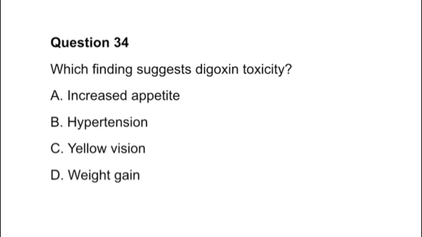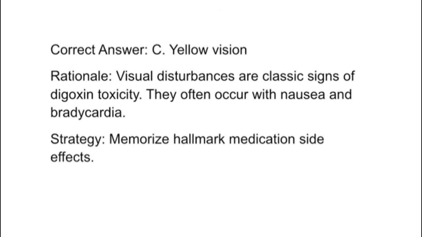Question 34. Which finding suggests digoxin toxicity? A. Increased appetite. B. Hypertension. C. Yellow vision. D. Weight gain. Correct answer, C. Yellow vision. Rationale: visual disturbances are classic signs of digoxin toxicity. They often occur with nausea and bradycardia. Strategy: memorize hallmark medication side effects.